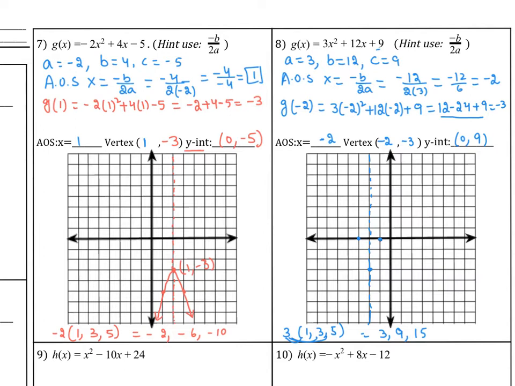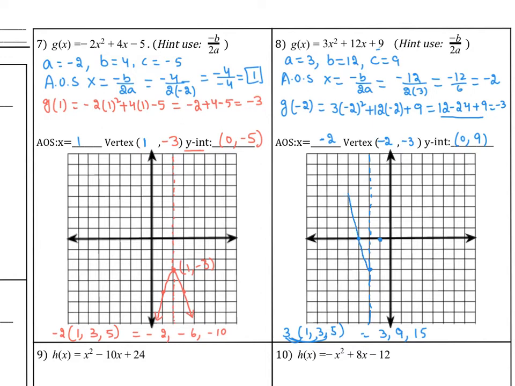And then from here you're going to go up 9. So 1, 2, 3, 4, 5, 6, 7, 8, 9. So this point. We don't need 5 points to make a proper graph, we just need 3.